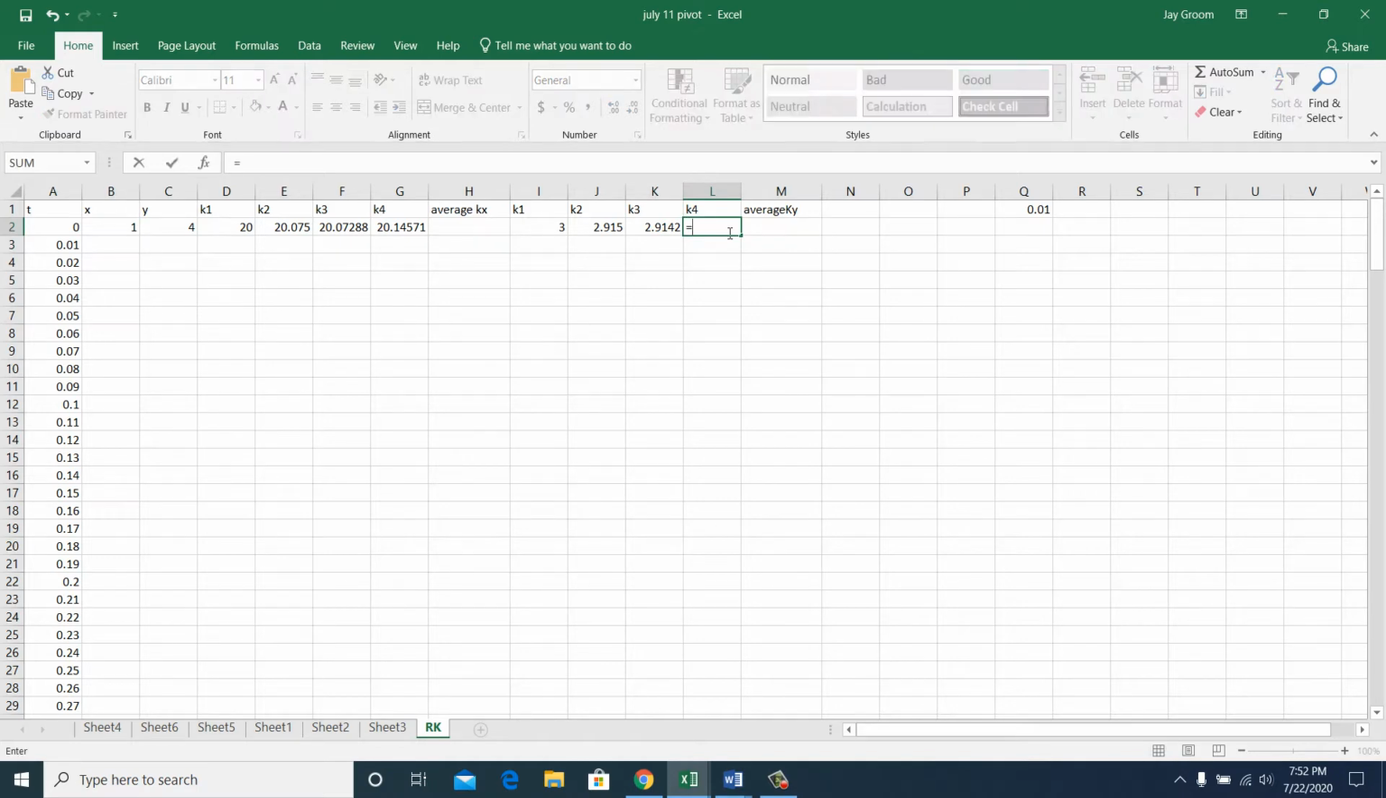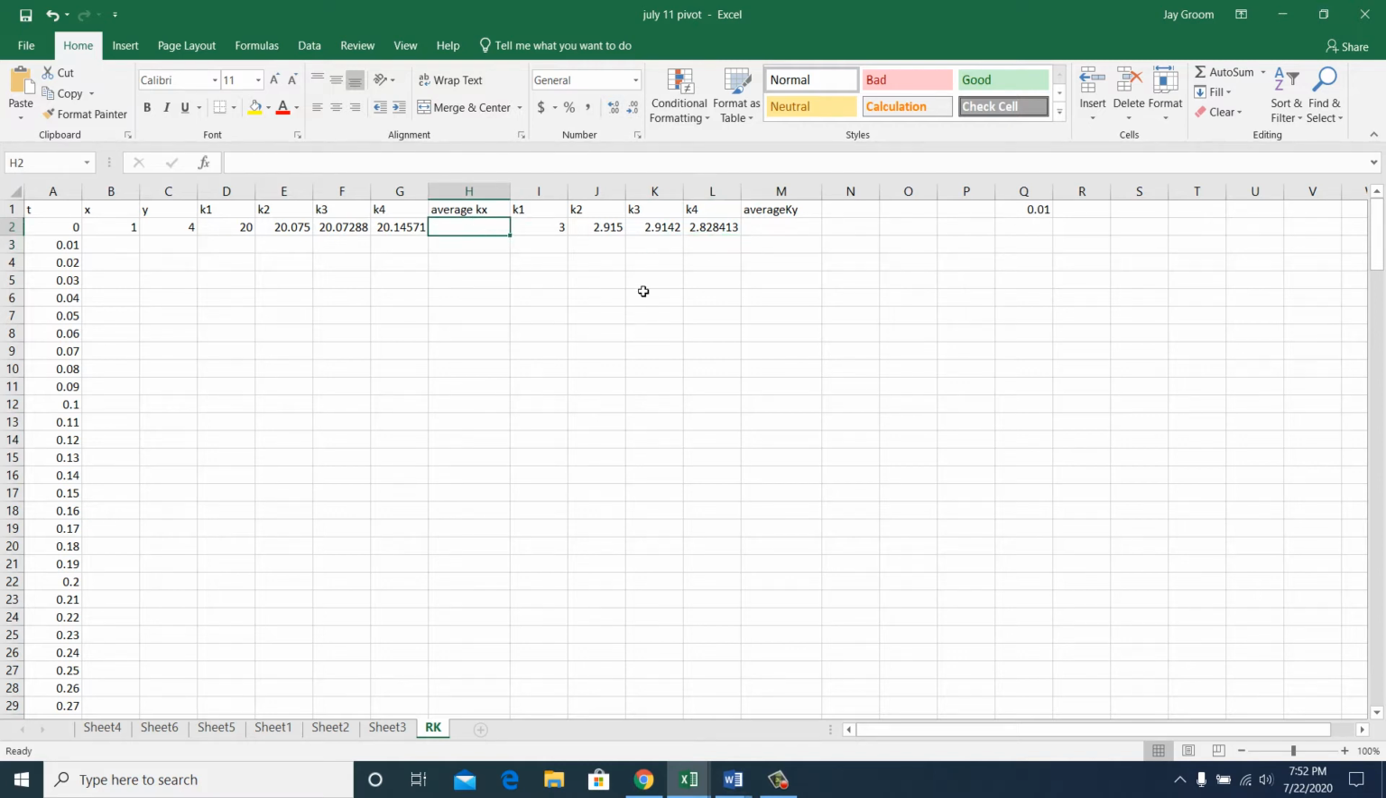And then, of course, this one is simply equals negative x plus K3 times the step, plus y plus K3 times the step. We should be good there. So your K4 again is incorrect because you got that extra half in there. That's what's killing you on yours.